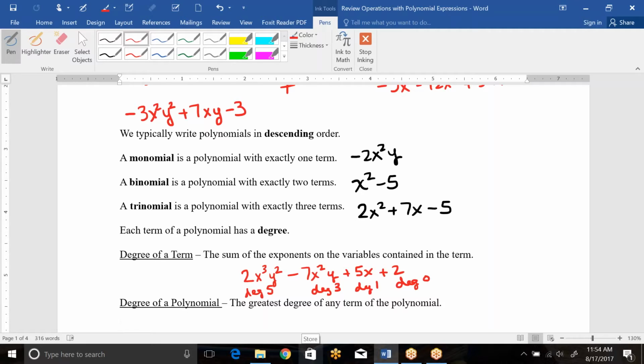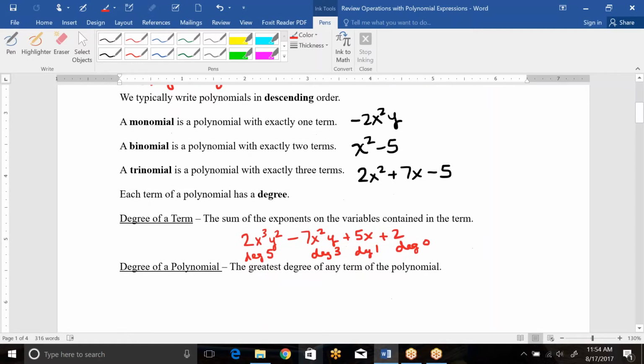Now that's important to note because the degree of the entire polynomial is the greatest degree of any term of the polynomial. So you have to look at all of the terms you just defined and say which one had the biggest power. The biggest power that we saw in that example was degree 5. So for the previous example, right above, we know that the degree of the entire polynomial is 5. So that's important to note.